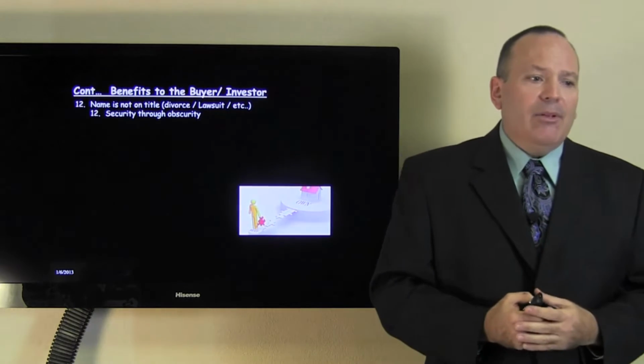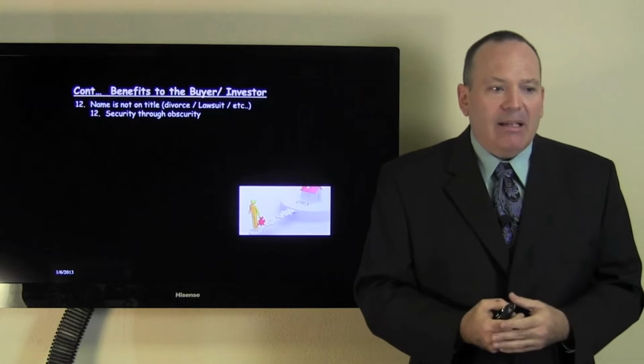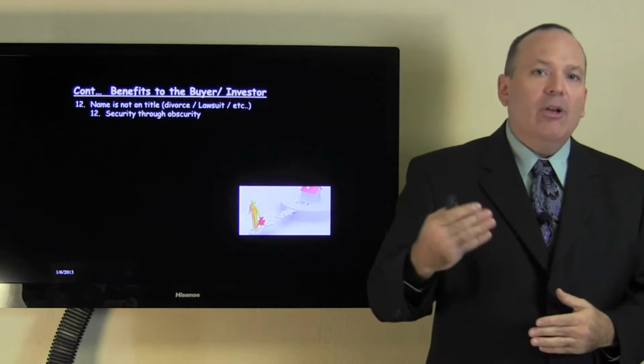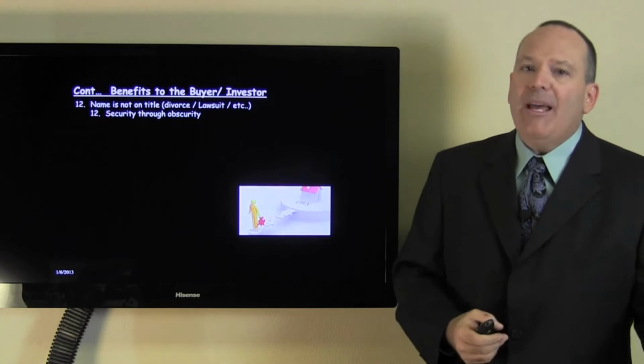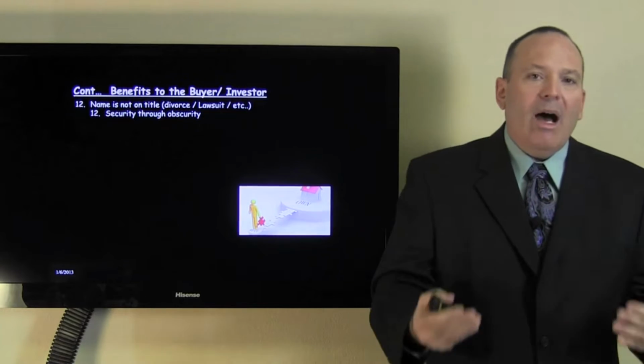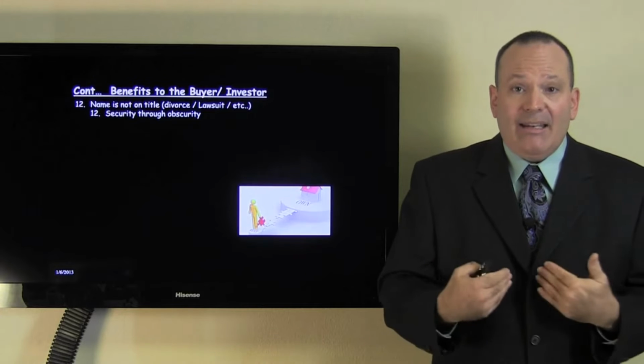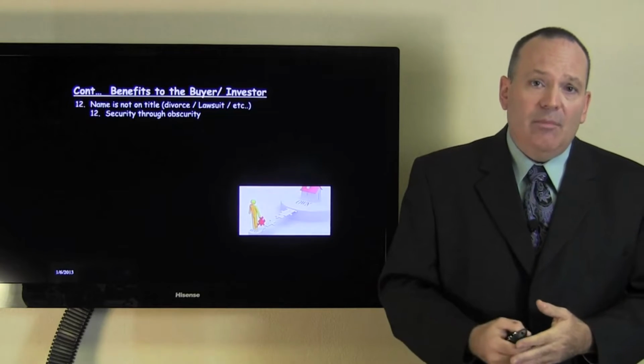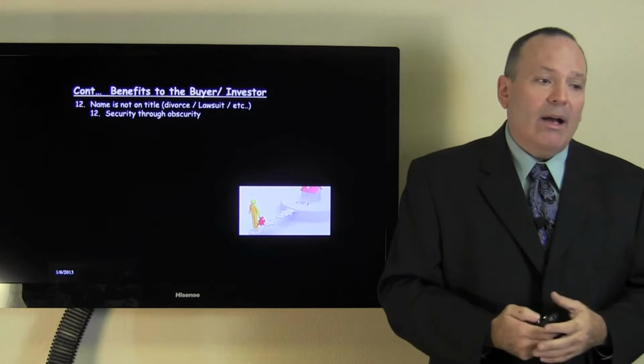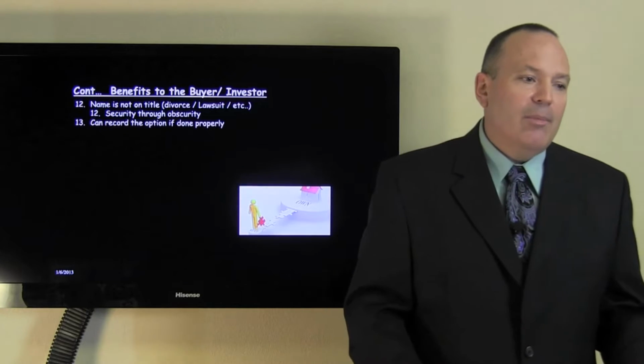So being able to buy properties and not be on title. Maybe you're going through a divorce. Maybe you're going through a lawsuit. Maybe you're in the middle of a bankruptcy or foreclosure. You don't necessarily want to be on title. With a lease option you're not on title at all, but your controlling interest can be in any entity that you want it to be in. I call it security through obscurity.